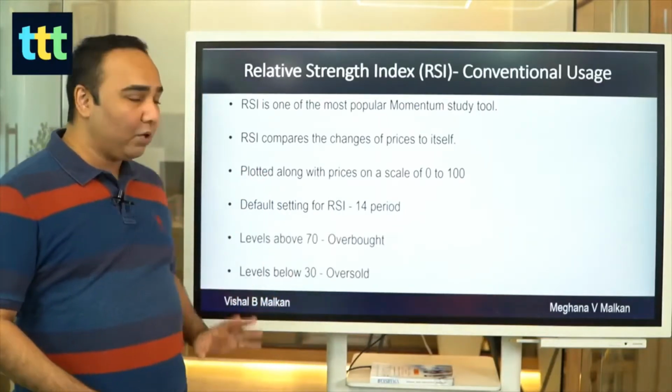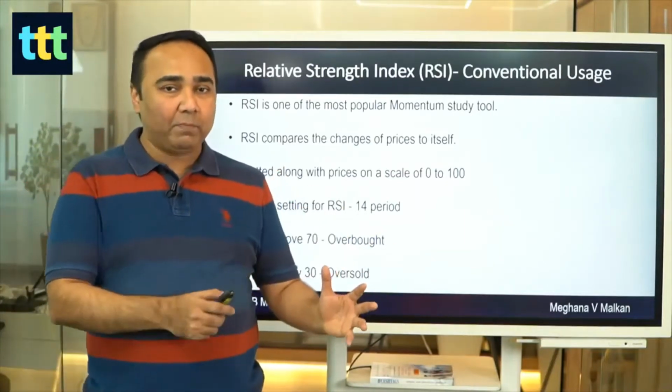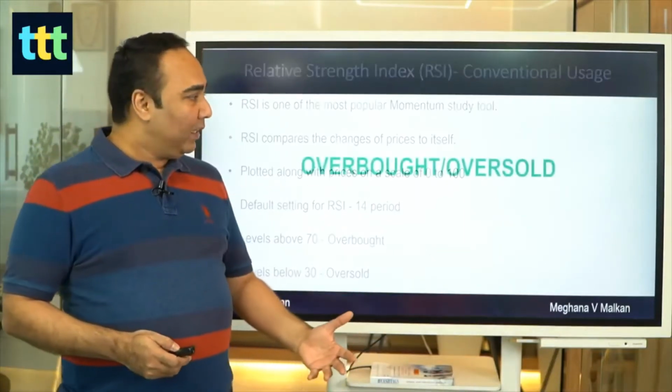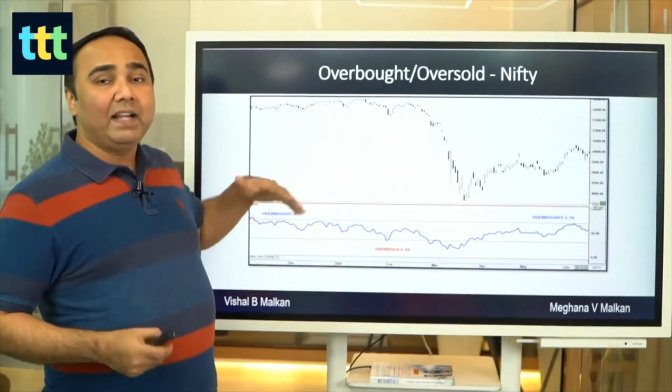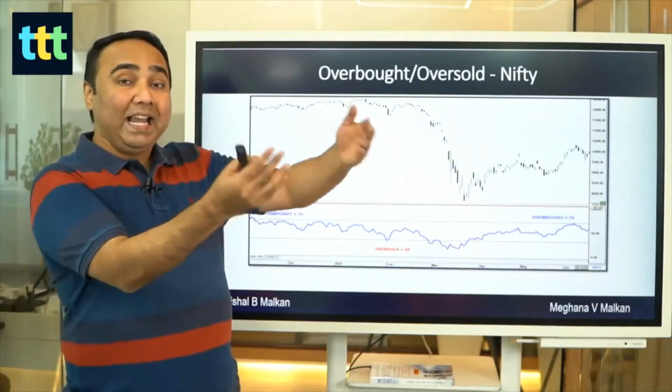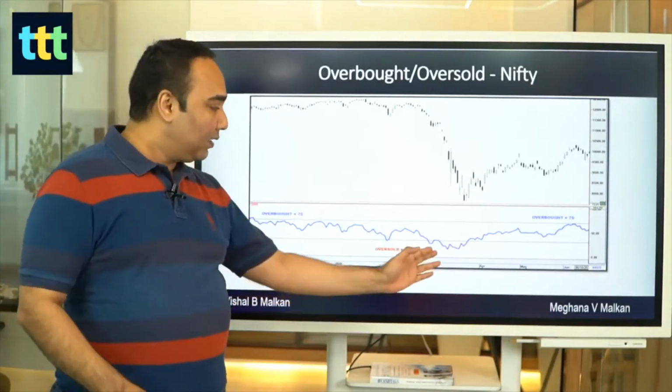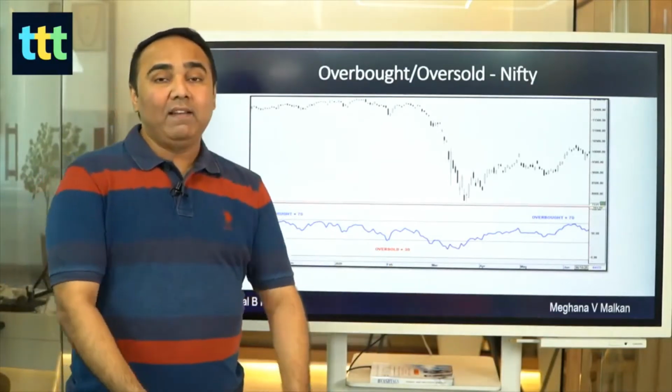70 and 30 are overbought and oversold. Now this is the conventional part. So what is overbought, oversold? If it goes to 70, it says overbought. Now it's overheated and it should come down. And 30 is like oversold, it will bounce back.